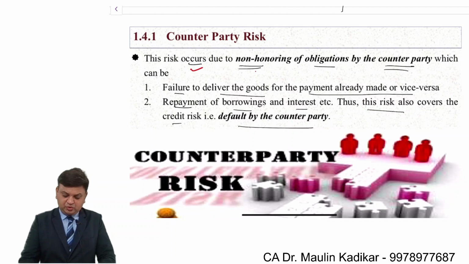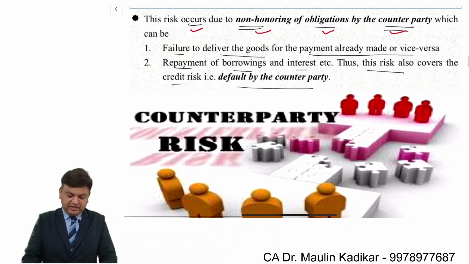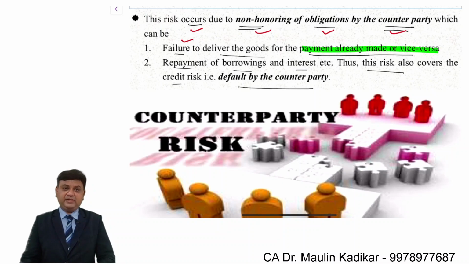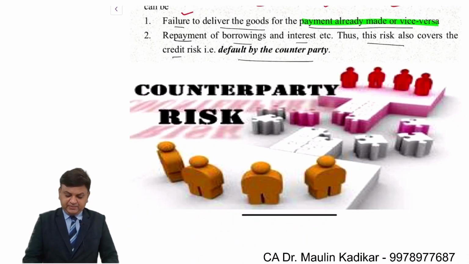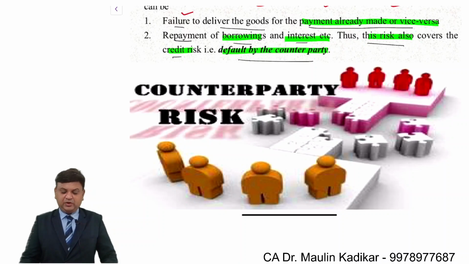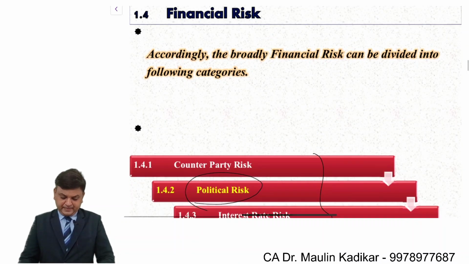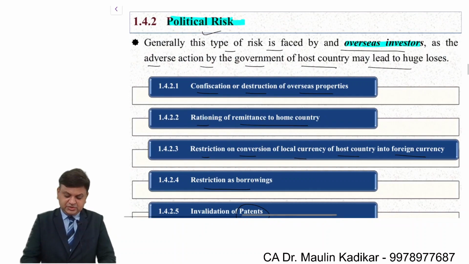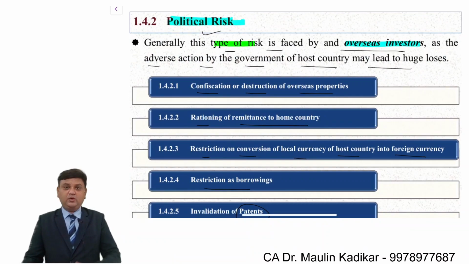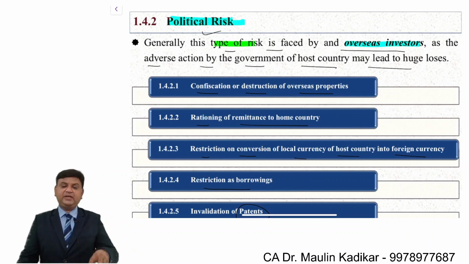This risk occurs due to non-honoring of the obligation by the counterparty, which can be failure to deliver the goods for the payment already made and vice versa. Repayment of the borrowing and interest. The risk also covers a credit risk, that is default by the counterparty. Generally, this type of risk is faced by the overseas investor. We have discussed the example of Amazon making investment in India, and they have this kind of risk.